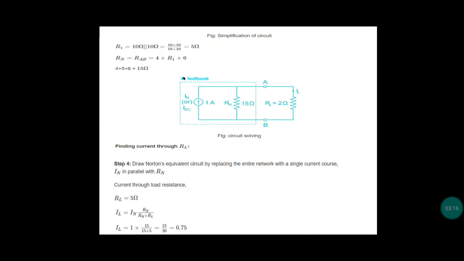Then we replace the circuit with an equivalent circuit, with the current and the total resistance in parallel. Your current of 1 amp and your 15 ohm resistor are in parallel. For that, we add the load resistance also. Here the load resistance is 5 ohms. So we have to find the current through this 5 ohm load resistance. For that, the same current division rule is applicable. In this case, IL is 0.75 amps.